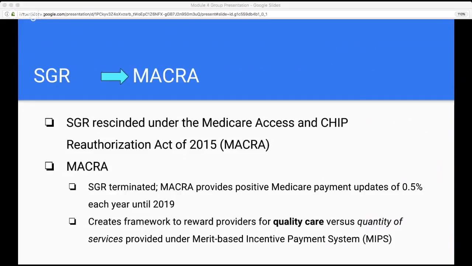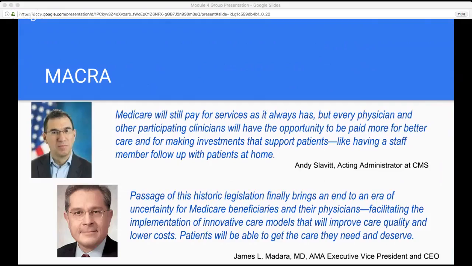Under MIPS, or the Merit-Based Incentive Payment System, physicians take on risk by being reimbursed based on the value of the care they give and not just on the number of services they provide. MACRA is still relatively new legislation, so we'll be interested to see how medical practices adjust to the new focus. We've included 2 quotes about MACRA that give us insight about how the legislation should work. The first is an explanation by Andy Slavitt, former acting director of CMS.